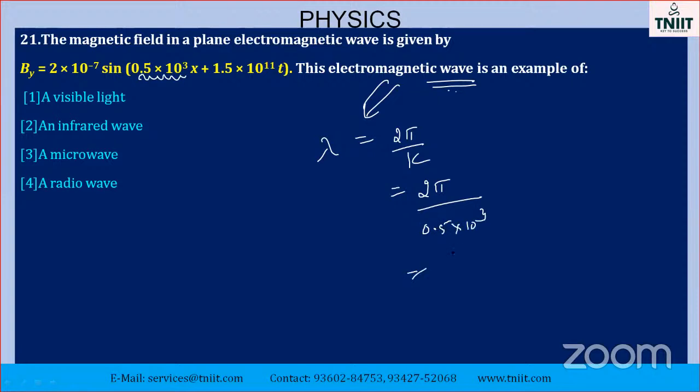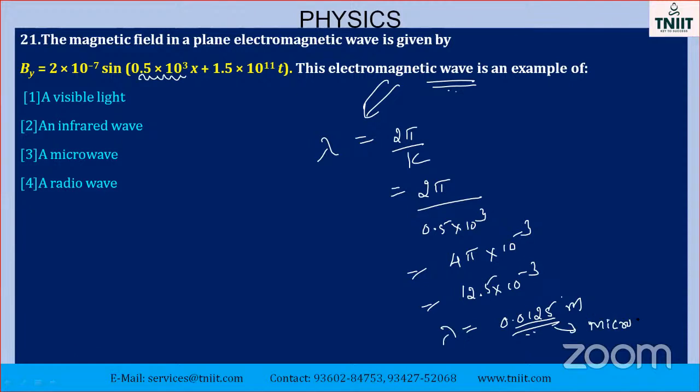0.5 is 1 by 2. So 2 goes up to 4 pi into 10 power minus 3. Pi value is 3 point something, so it is 12 point something into 10 power minus 3. So this is about 0.0125. So this is almost in the wavelength range of microwaves. Actually, this type of problems are tricky. If you know the wavelength range, then only you can answer this type of questions in the exam.